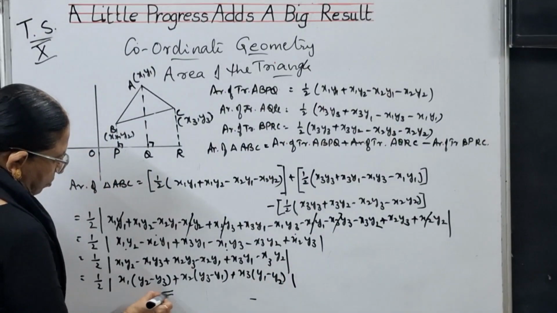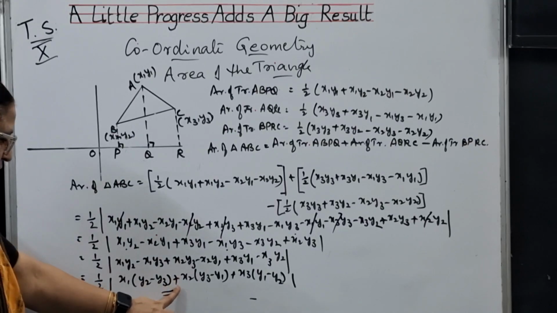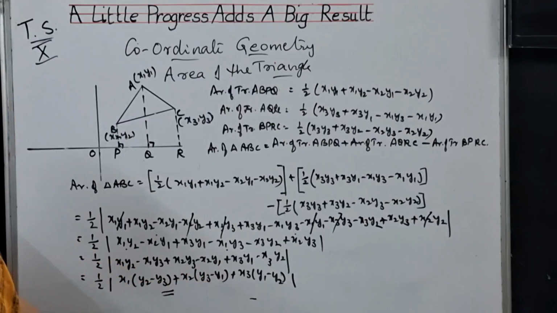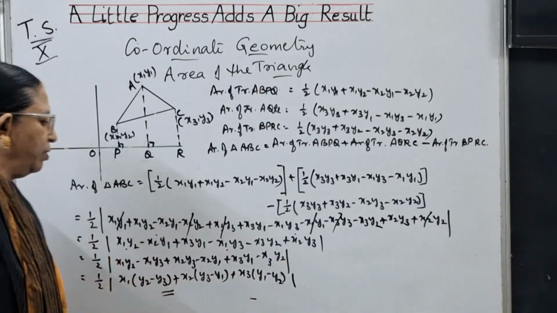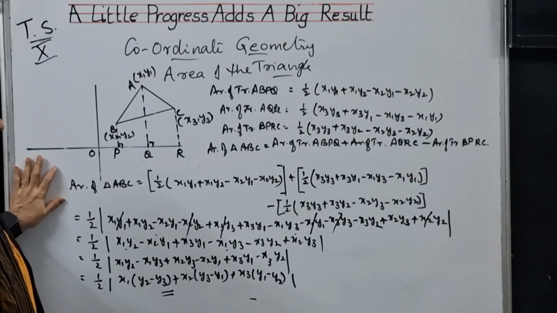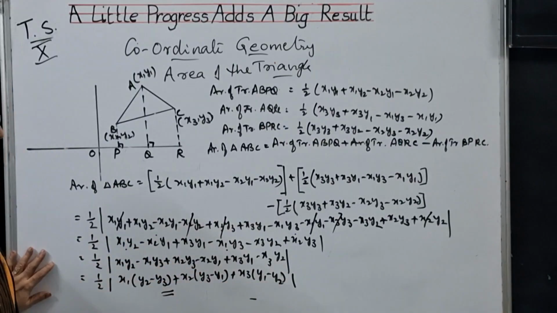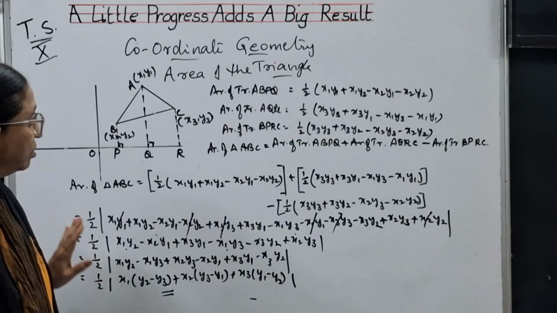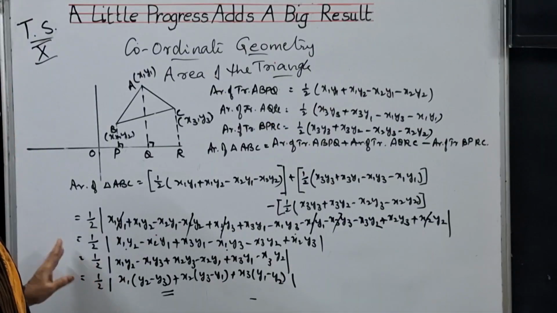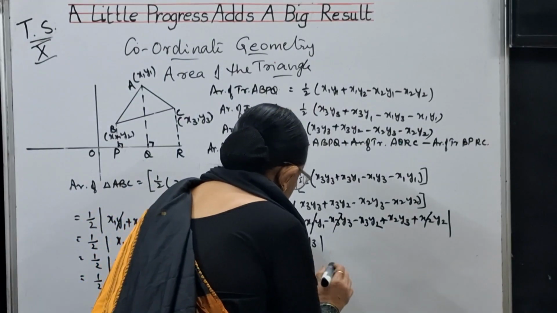This is the formula, children, for the area of a triangle: half modulus of x1 into (y2 minus y3) plus x2 into (y3 minus y1) plus x3 into (y1 minus y2). But remembering this formula, you may be getting confused. So, I will tell you the easiest way of remembering this.